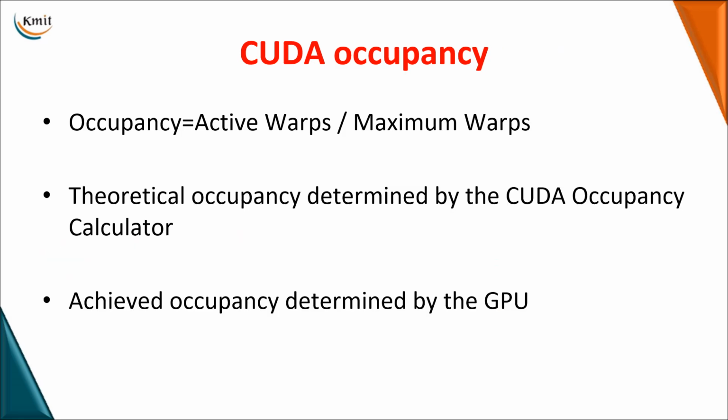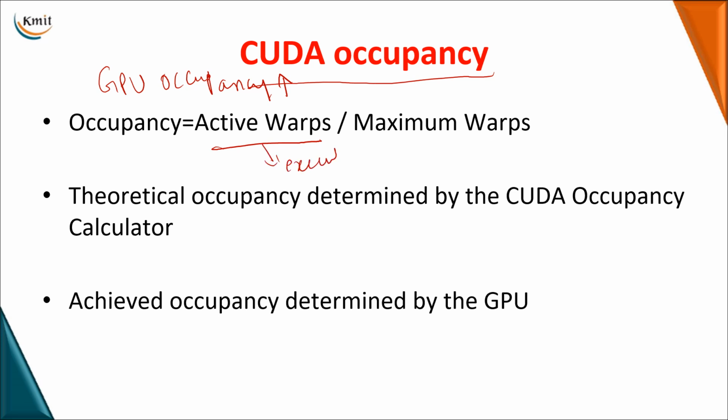Now, the important thing we have to deal with here is CUDA occupancy. You have written a program where your blocks are divided into threads and you are assigning a thread to a core. But we have to make sure that your GPU occupancy, or the utilization of the GPU, is to the maximum extent. In order to know this occupancy, we use a formula: active warps, which are currently under execution, divided by the maximum number of warps that can be created.